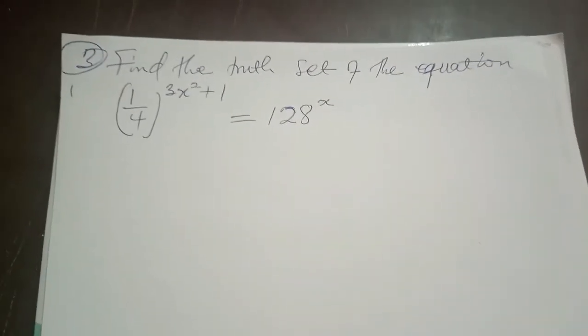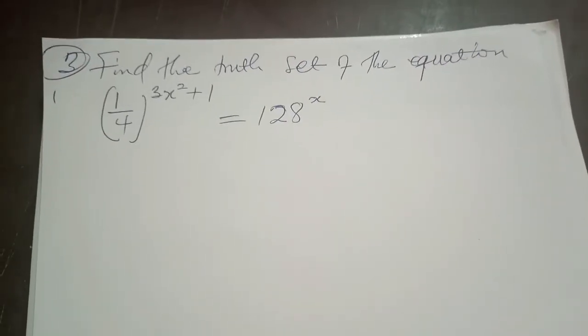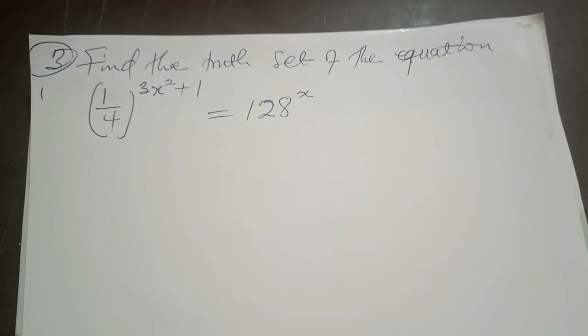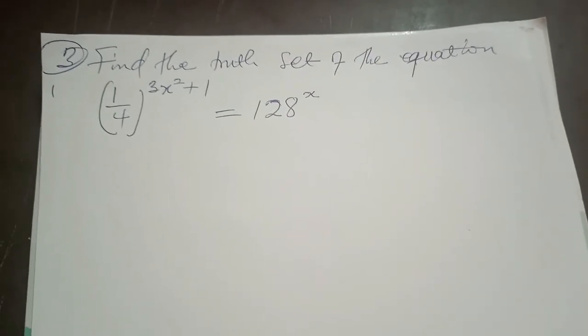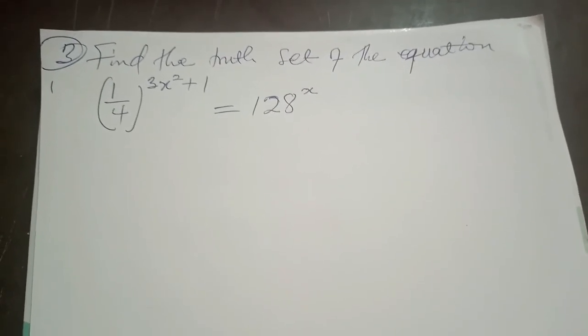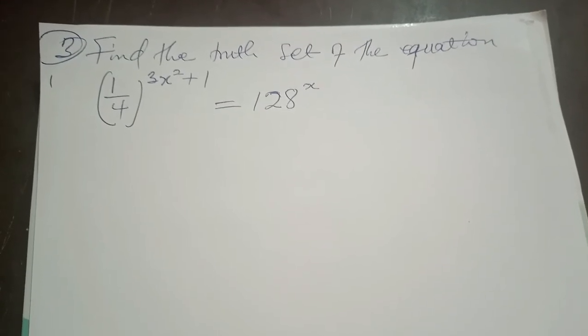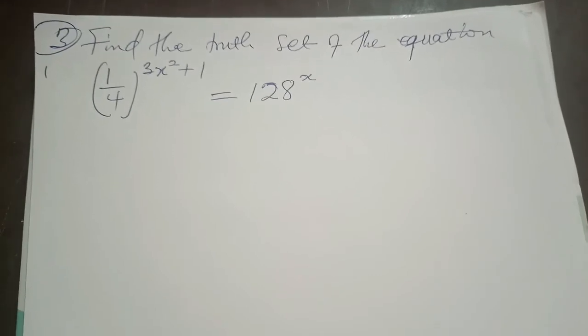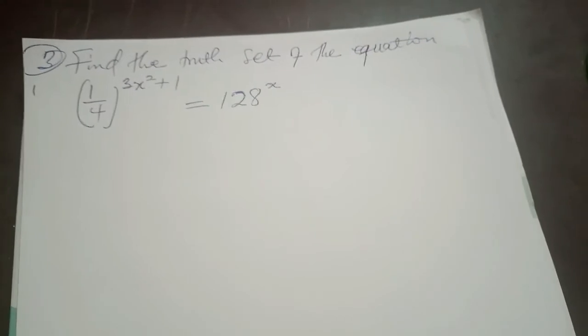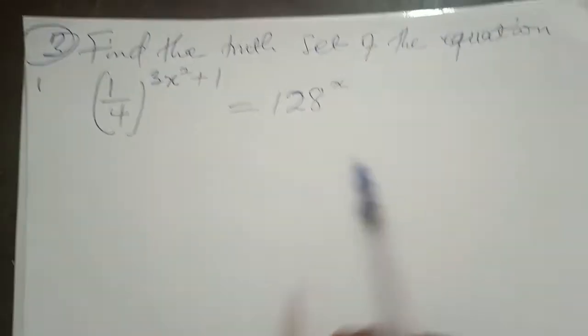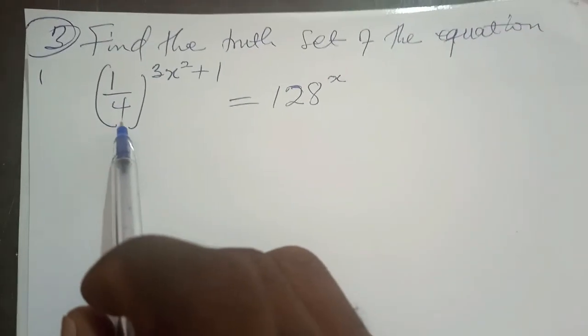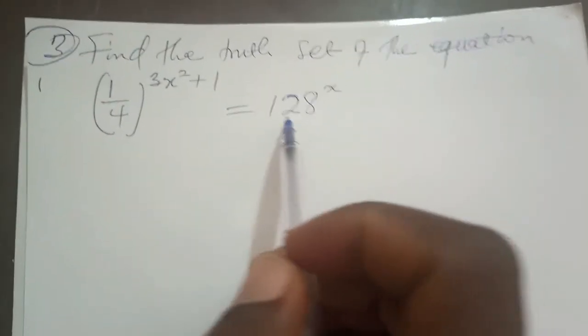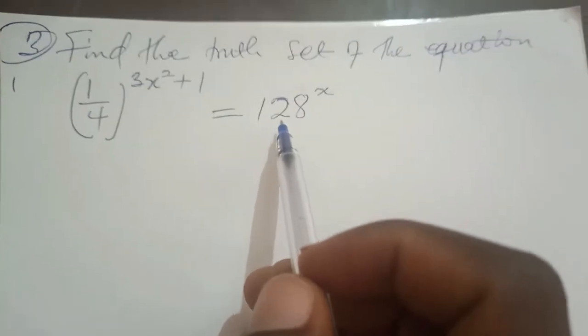We take the third example, which will probably be the last example for this study: find the solution set of the equation (1/4)^(3x²+1) = 128^x. Here, we are just going to see if we can make the 4 and the 128 have the same base.